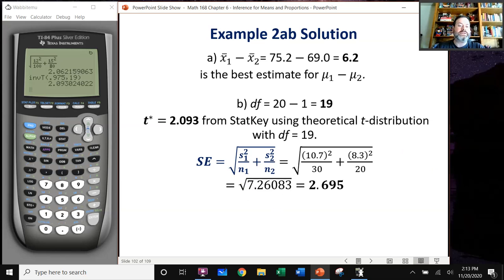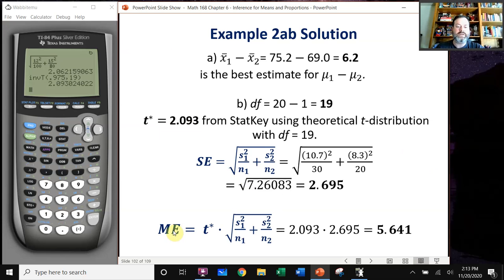All right, so there's our standard error and there's our t star. So the margin of error is just multiply them together, right? So t star times the standard error, and you get 5.641. Again, I'm still keeping 3 decimal places. For my final answer, maybe I want 2, so I want to keep at least 1 extra digit for the intermediate calculations.